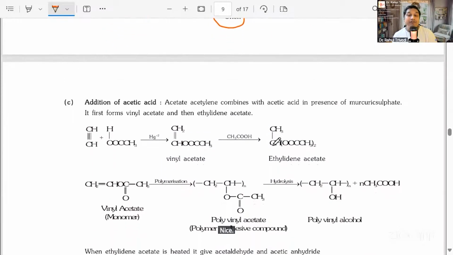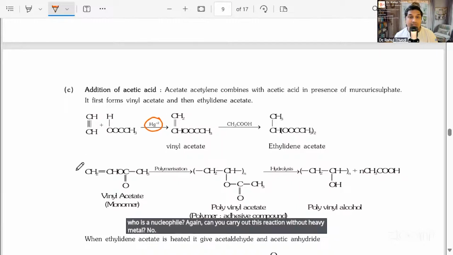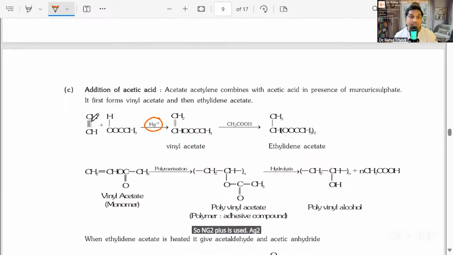Acetic acid addition, that is also very much possible. Acetic acid addition will lead to acetate. Yes, so you have this ethyne or acetylene with you. This is your exact same thing. This time, who is your nucleophile? Again, can you carry out this reaction without heavy metal? No. So Hg2 plus is used. Hg2 plus will reduce the electron density here. At the end, what will happen?